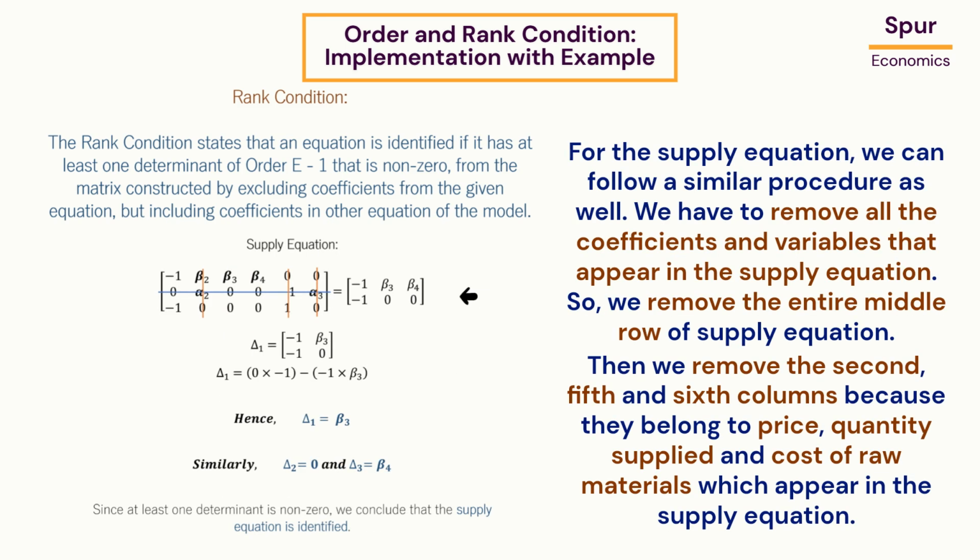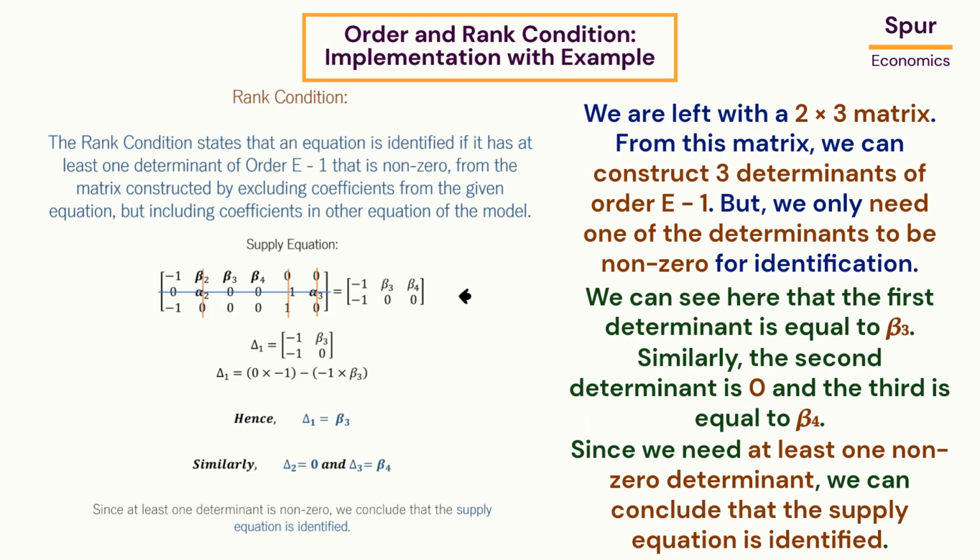For the supply equation, we can follow a similar procedure as well. We have to remove all the coefficients and variables that appear in the supply equation. So, we remove the entire middle row of the supply equation. Then we remove the second, fifth, and sixth columns because they belong to price, quantity supplied, and cost of raw materials, which appear in the supply equation. We are left with a 2 by 3 matrix.